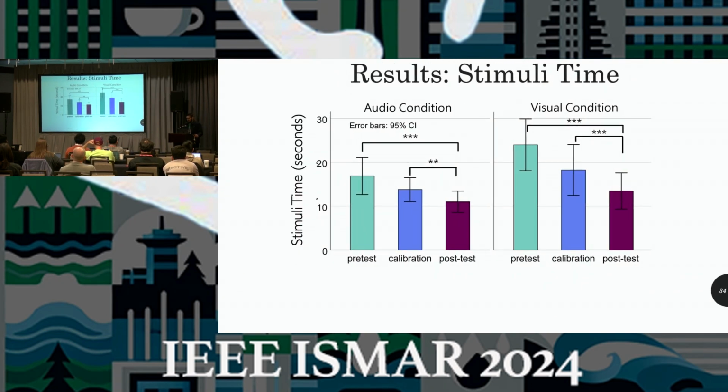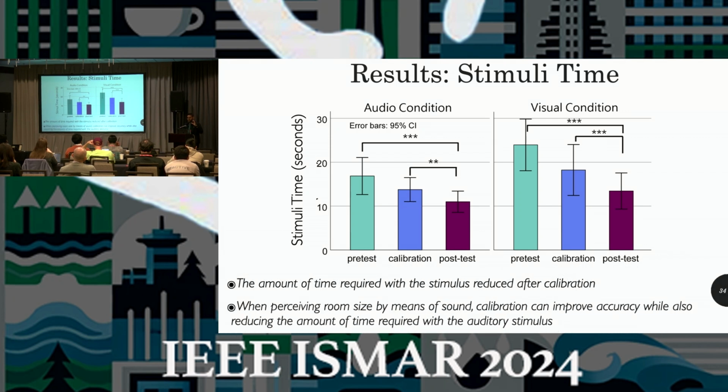What did we find with respect to the amount of time participants required with the stimulus? As the phases went on, they got faster, or not faster, I should say, but rather they required less time with the stimulus. But what's cool is they were able to improve their accuracy in perceiving room sizes orally, and they took less time with the stimulus to become that accurate. So they're both getting better at performing the task, and they're requiring less time to get that better.